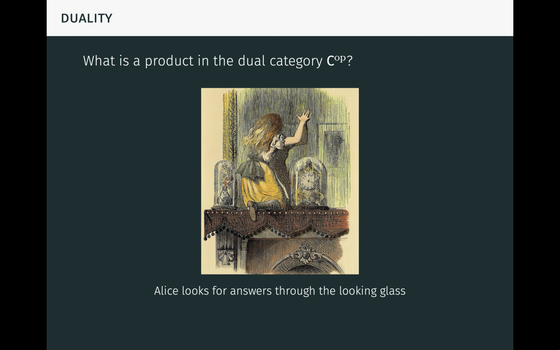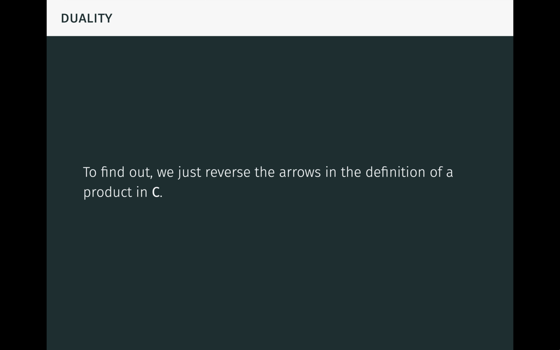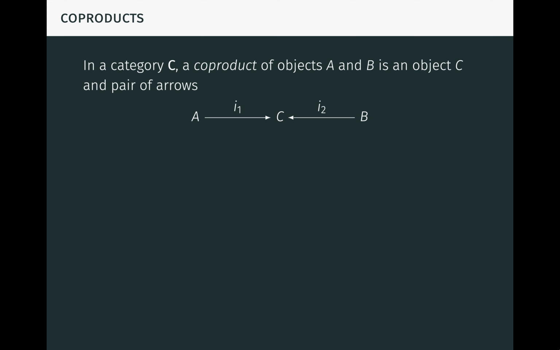Recall from a prior video that for any category theoretic concept studied in a category C, we get a dual concept in the dual category C-op. This naturally leads us to the question, what is a product in C-op? To find out, we just reverse the arrows in the definition of a product in C. This leads us to the definition of a coproduct.